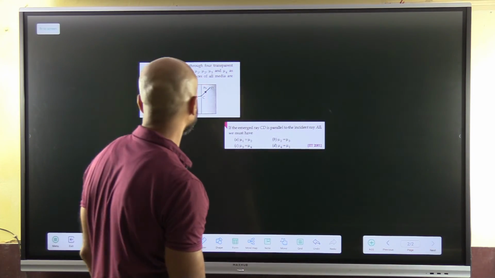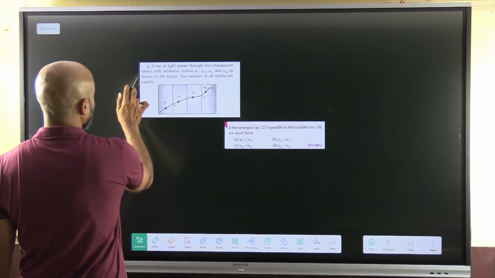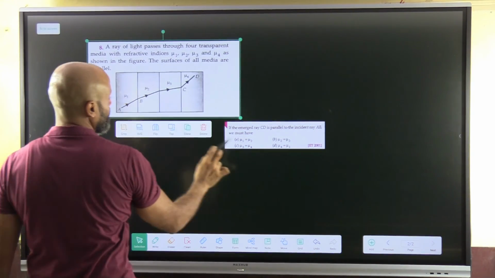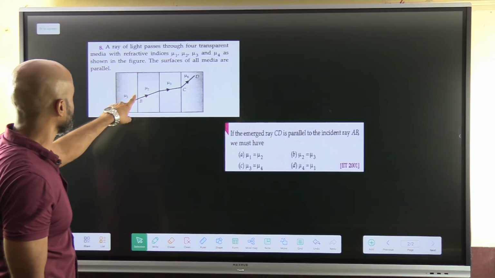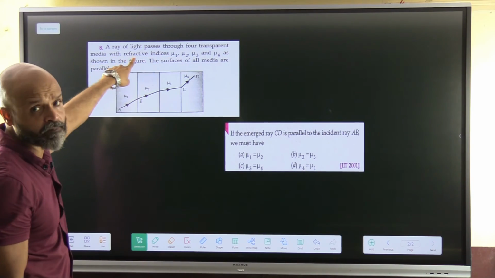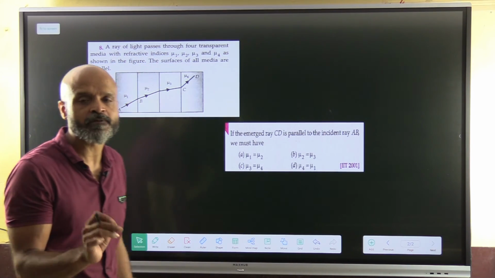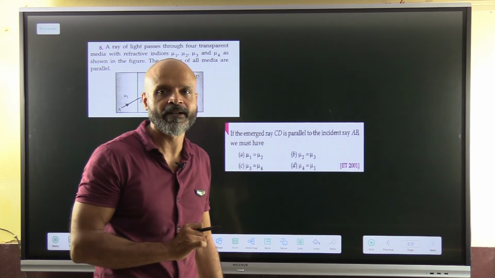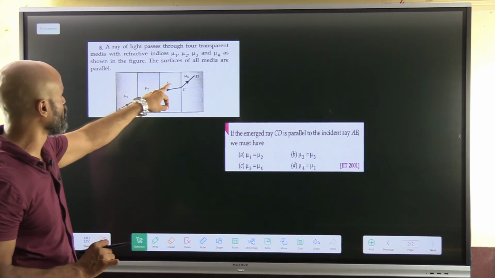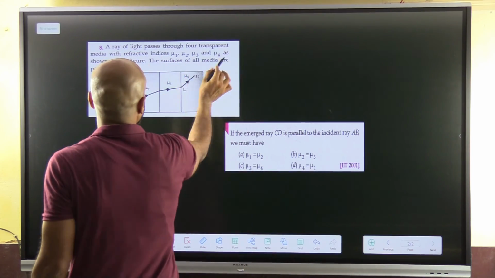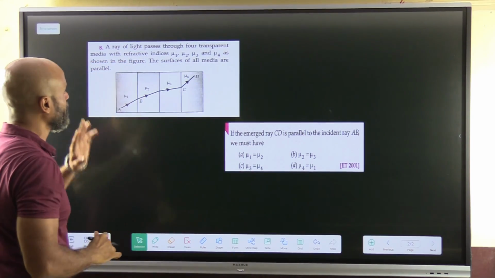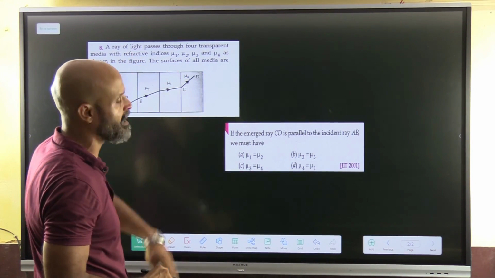Okay, let's move on to the next problem. This is a problem from IIT 2001. A ray of light is passing through 4 transparent media, and all these media have different refractive indices, mu1, mu2, mu3 and mu4, as shown in the figure. The surfaces of all media are parallel.